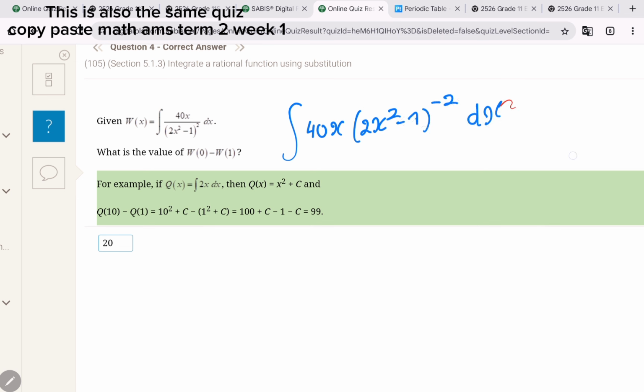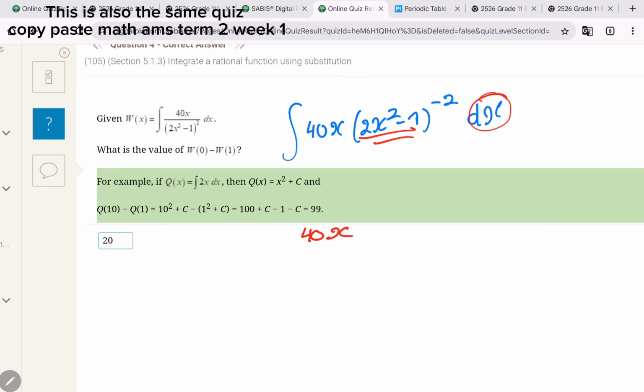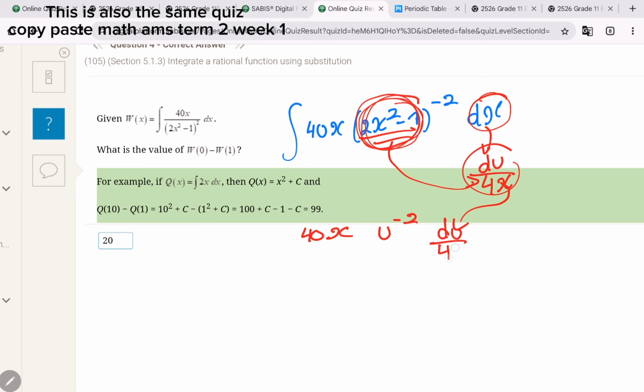Now, next thing we need to do is get rid of the dx and get rid of this. So we can say very simply 40x u to the power of minus 2 dx, we can replace it by du. Very simply, how do you replace it? It's going to be du over the derivative of u, which is whatever is the inside. So it's the derivative of this, it's 4x. That means I can substitute it over here as du over 4x. Now I cancel x and x, I cancel 4 and 4. I'm left with 10 u to the power of minus 2.